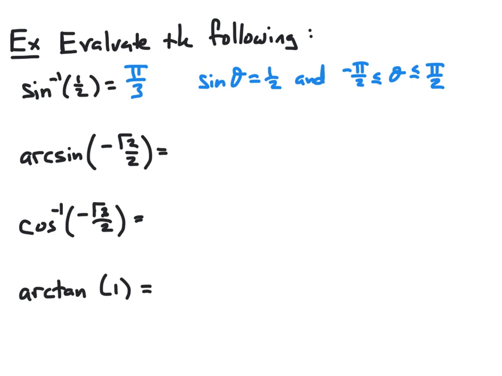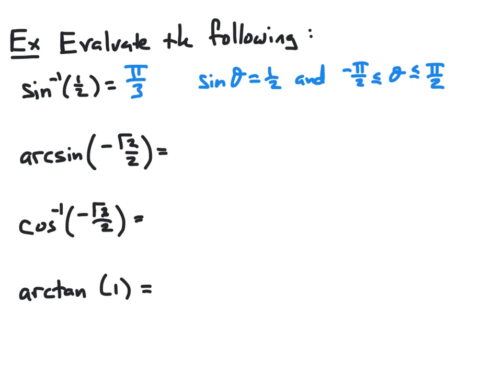Note that there are other angles whose sine is 1/2. For example, 5 pi over 6 is such an angle, which is in the second quadrant, but 5 pi over 6 does not satisfy this inequality here. We need our angle always, for inverse sine, to always lie between negative pi over 2 and positive pi over 2.